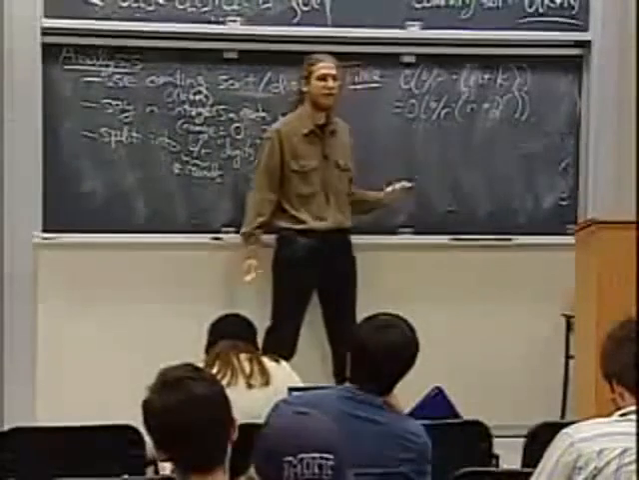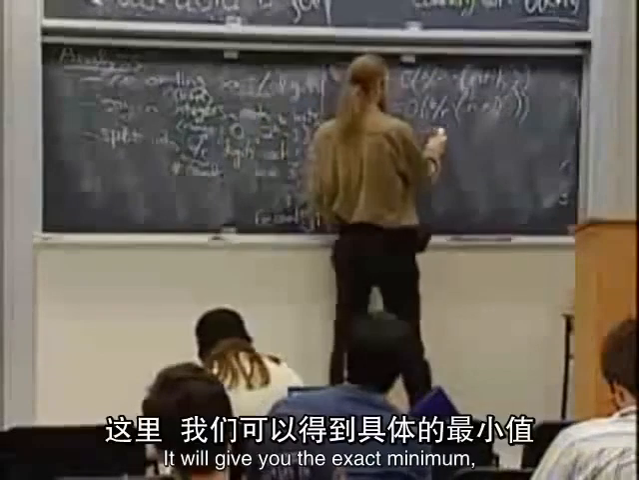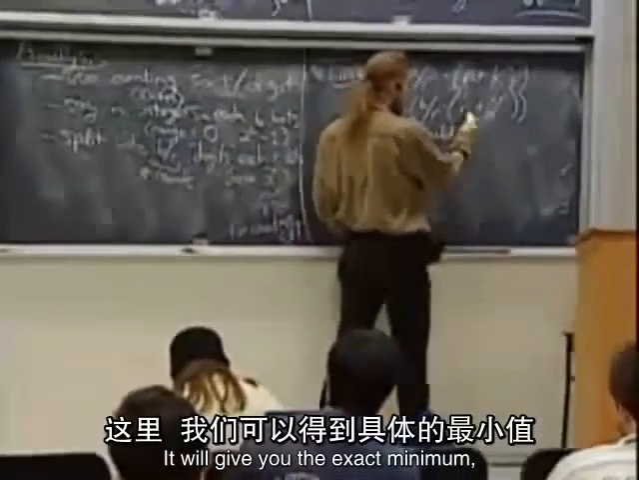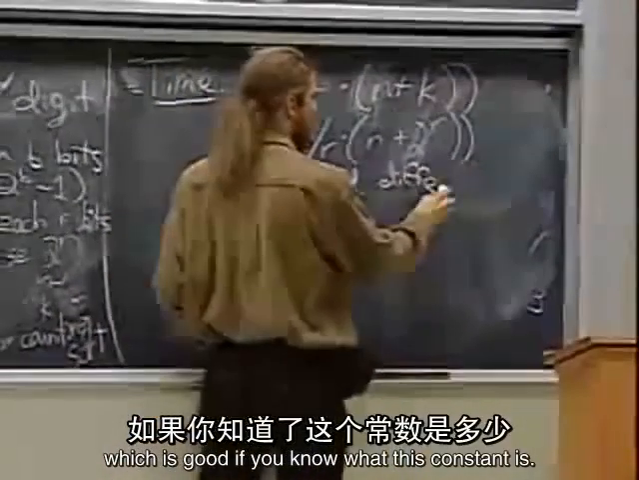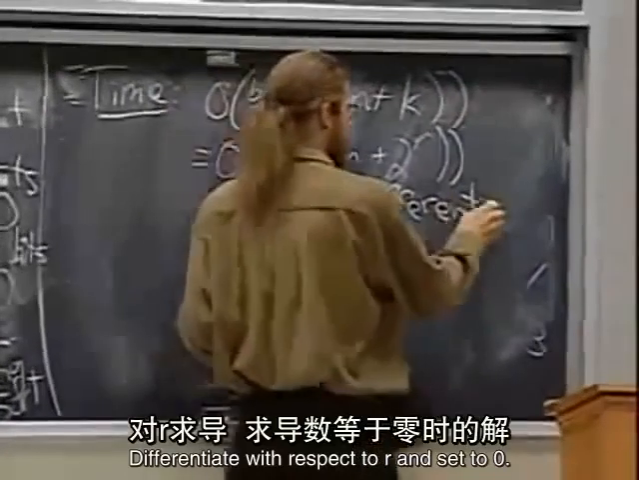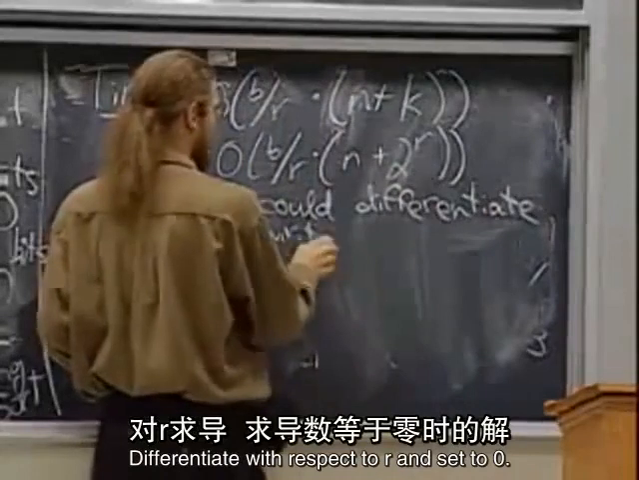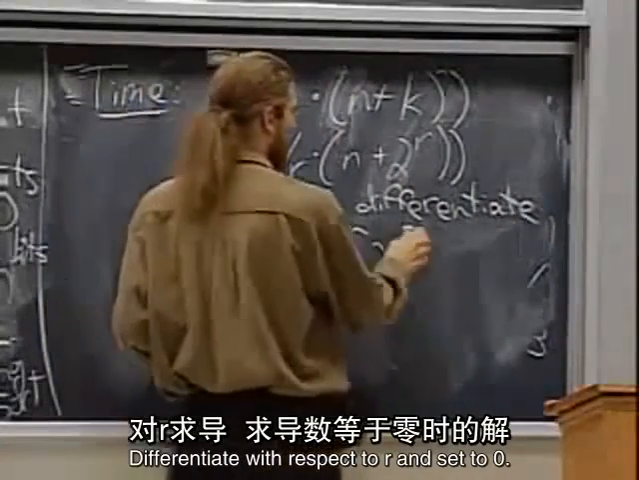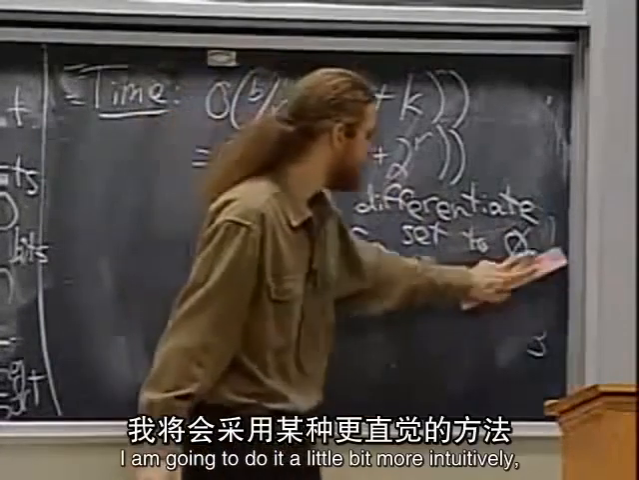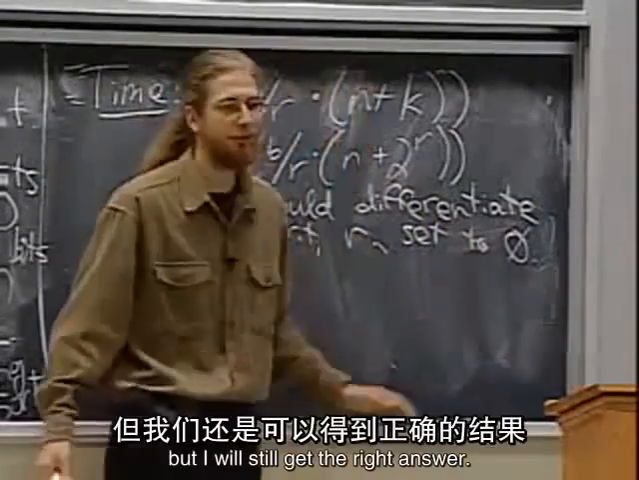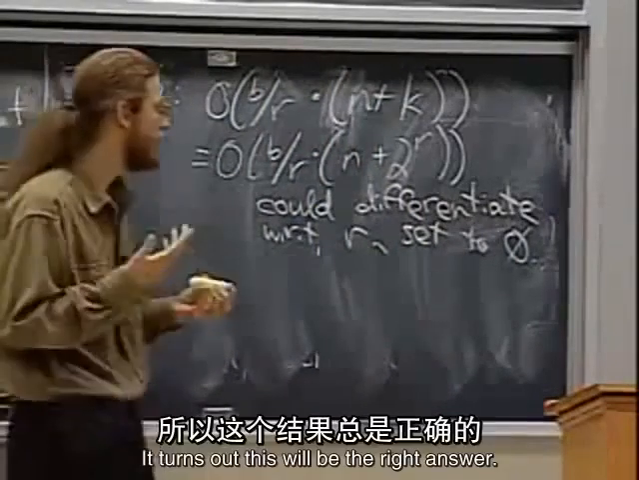So we could do that. I'm not going to do it because it takes a little bit more work. You should try it at home. It will give you the exact minimum, which is good if you know what this constant is. Differentiate with respect to r and set to 0. Okay, I'm going to do it a little bit more intuitively, in other words, less precisely, but I'll still get the right answer, and definitely I'll get an upper bound, because I can choose r to be whatever I want. Turns out this will be the right answer.